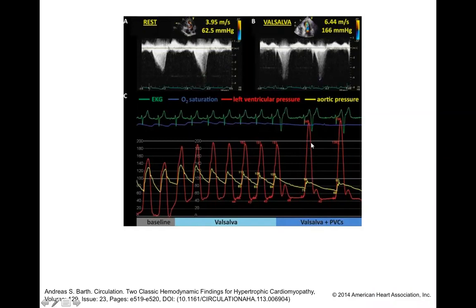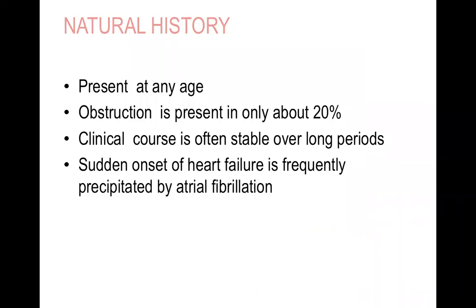See the gradient here between the LV and the aorta is around 100, and the aortic pulse pressure is decreased. See, this is the aortic pulse pressure from 80 to 120, but here from 80 to 100. So these are the characteristics of the cath in an HOCM patient. Natural history: present at any age. Obstruction is present in only about 20%. Can you see my slides?